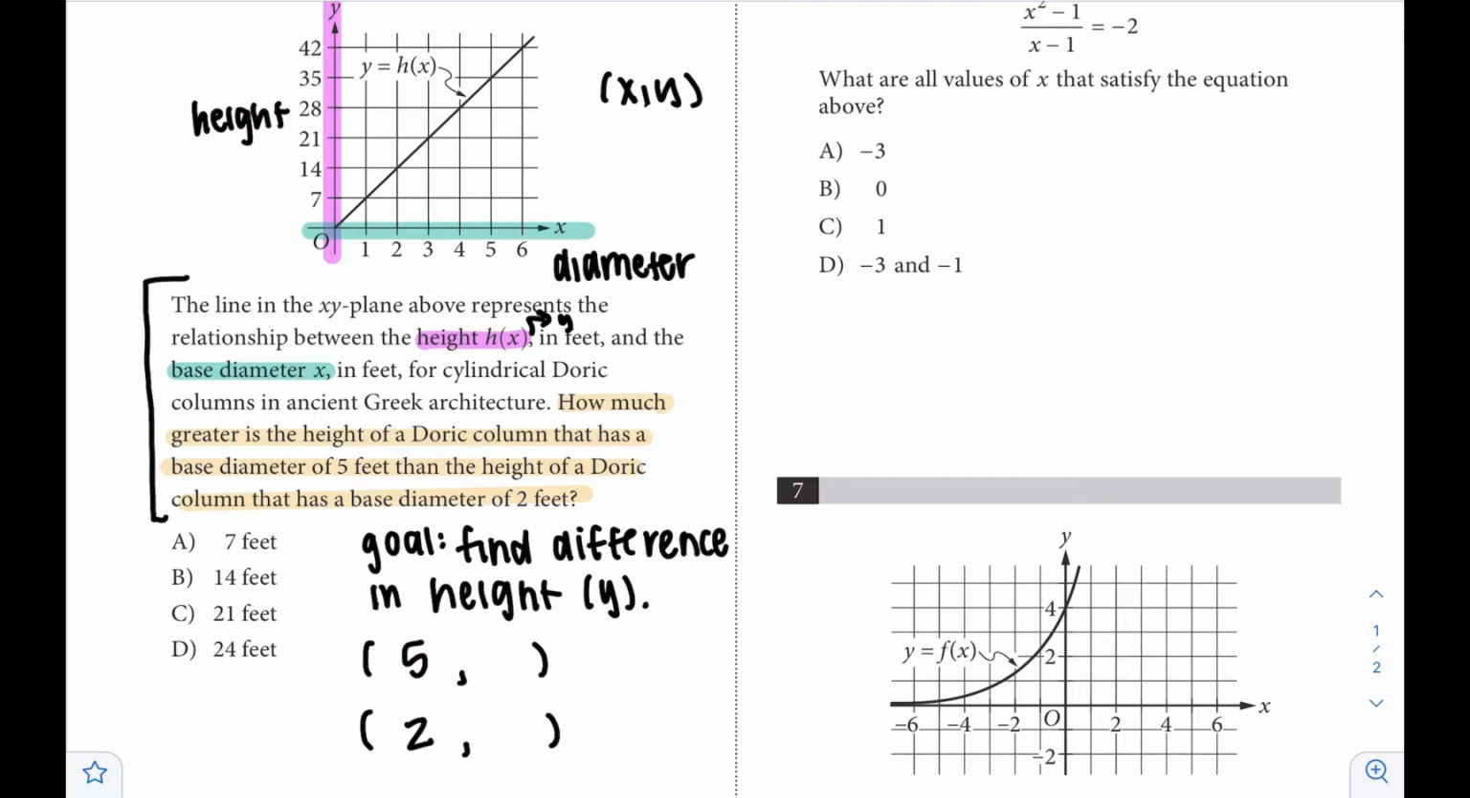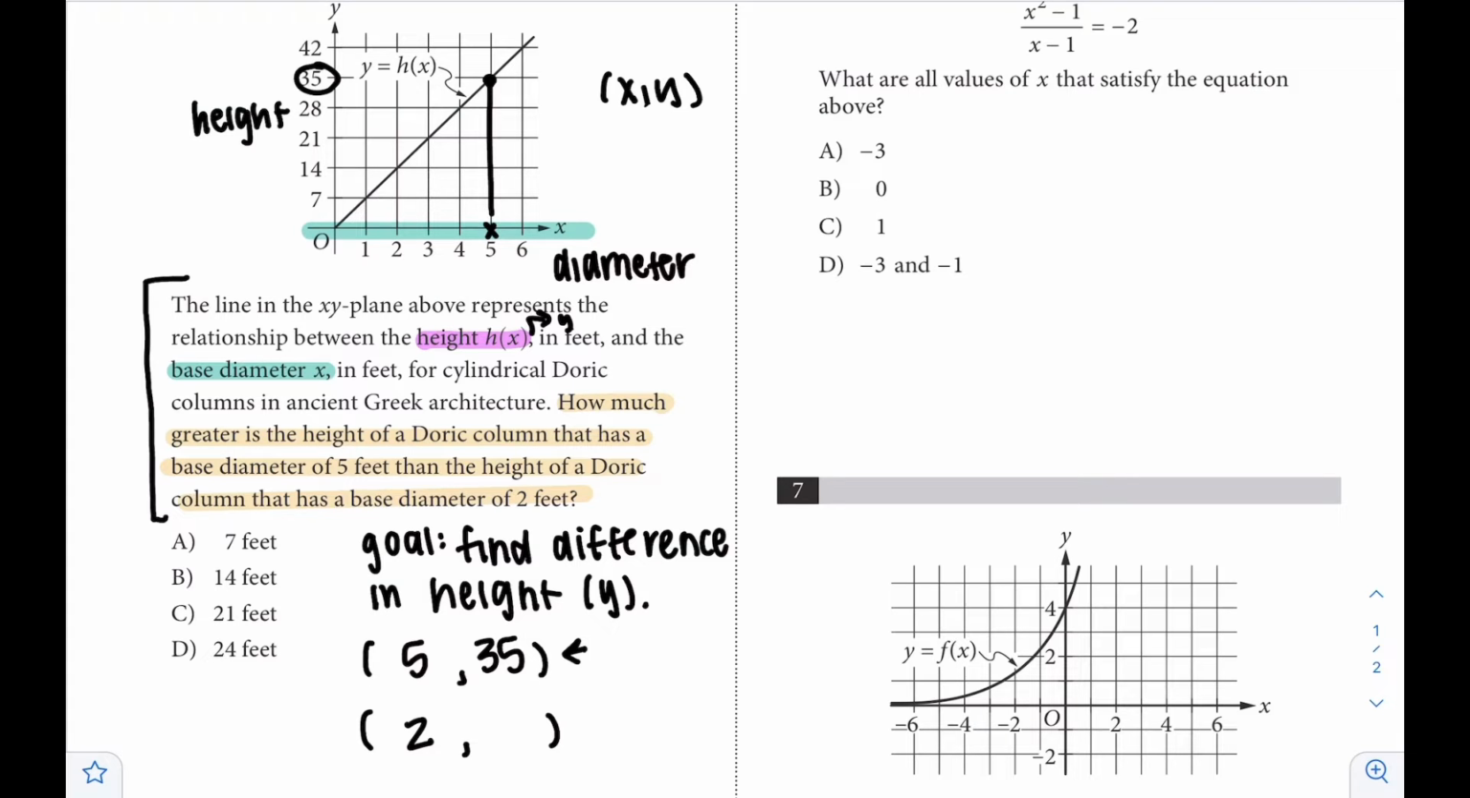Now, looking at the graph, what I'm going to do is start with this point here. I'm going to go to 5 on the x-axis, and how I'm going to find the height for a column that has a base diameter of 5 feet is I'm going to go up, up, up until I'm touching the line from where my x value is. And so the value when x is 5, the value of y is 35. So the height of the column with the base diameter of 5 feet is 35. And I'm going to do the same thing for the next value. Actually, I'll just leave this here.